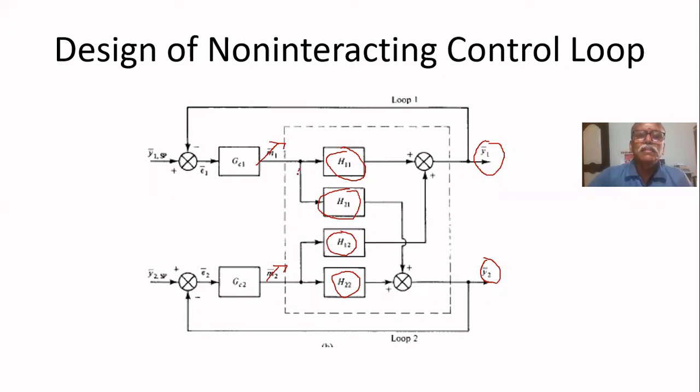Now, H21 is responsible for interaction between M1 and Y2, and H12 is responsible for interaction between M2 and Y1. So how these two interactions can be nullified, that we are going to see today. How we can nullify the effect of H21 and H12 is called decoupling, or design of non-interacting control loops. If we virtually remove H21 and H12, then it is a function of H11 and H22. That is called decoupling.